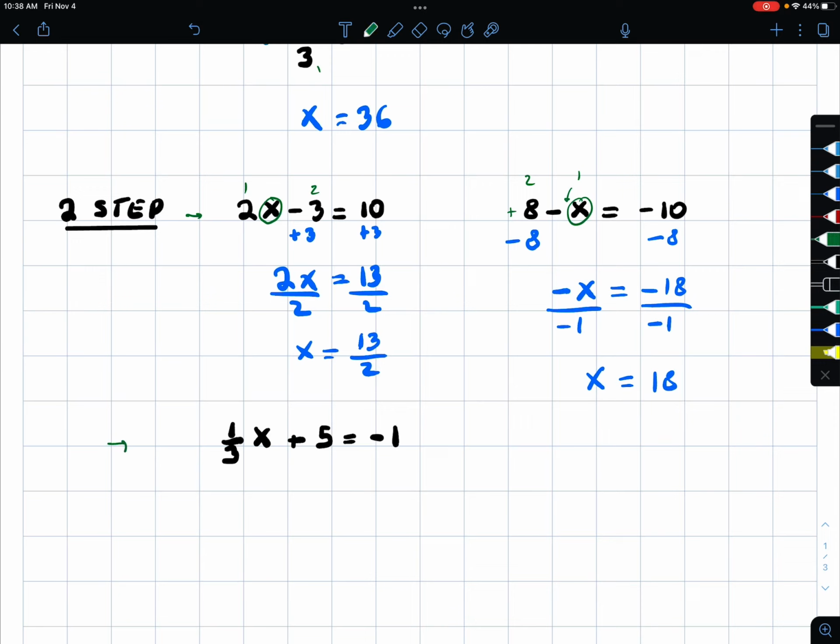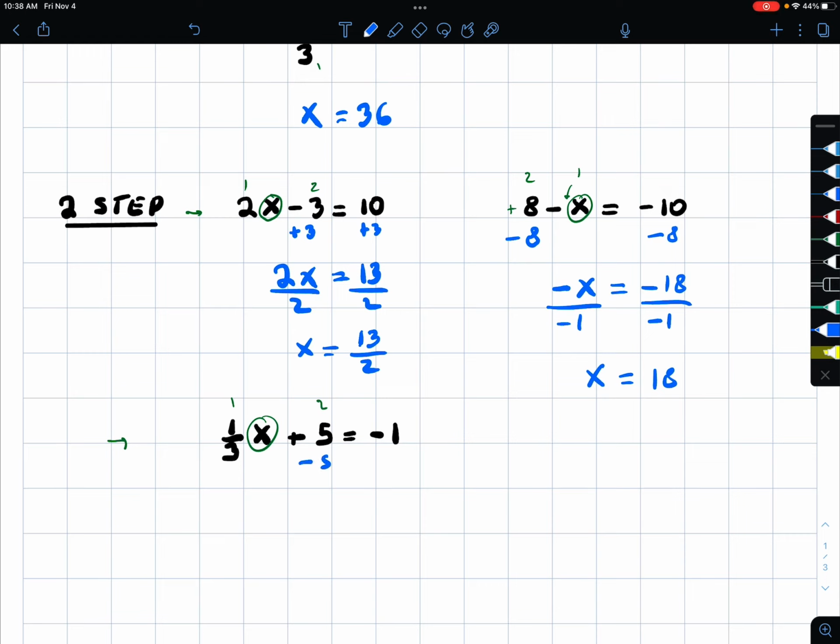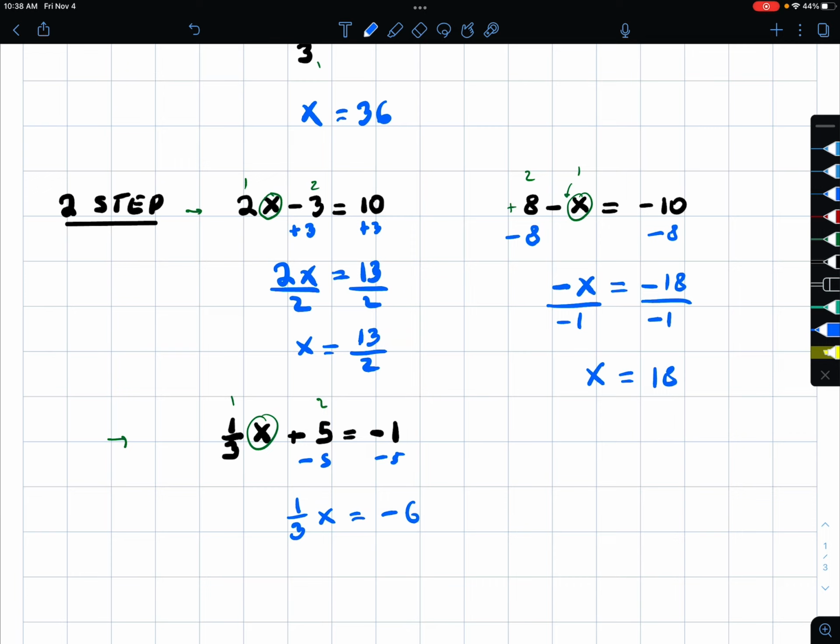Let's look at this last one. What's happening? Well, if I'm isolating for my x, the first thing that's going to happen is it's going to get multiplied by 1/3, and then I need to add 5. But because I'm isolating, the first thing I need to get rid of is the 5. So it's going to be -5 and -5. So I'm left with 1/3 x on the left side, because the -5 and the +5 go away, equals -6.